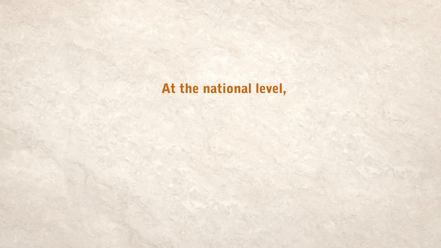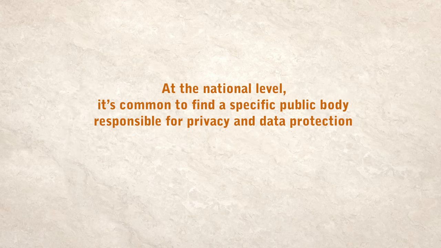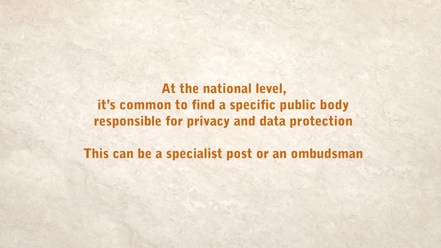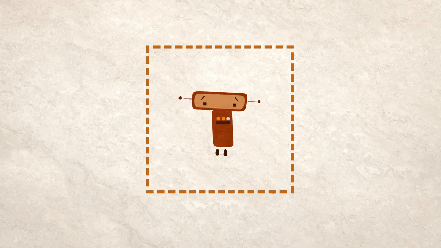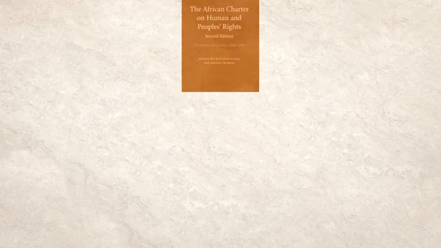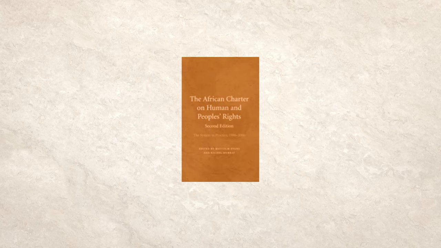At the national level, it's common to find a specific public body responsible for privacy and data protection. This can be a specialist post or an ombudsman. But the extent to which privacy is defined and protected varies greatly between different jurisdictions. For example, there is no clear right to privacy in the African Charter on Human and People's Rights.